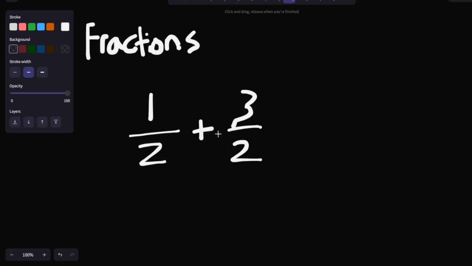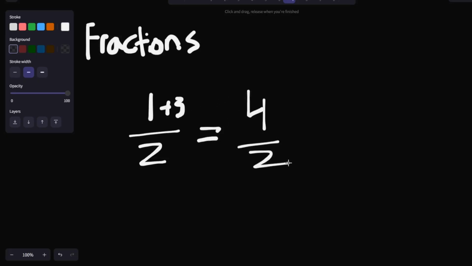So it becomes 1 plus 3. Since the bottom number is the same, you just add the top numbers. So the two top numbers were 1 and 3. So 1 plus 3 is 4, which gives you 4/2, which can be simplified to 2. Because when you do 4 divided by 2, it will give you a whole number of 2.